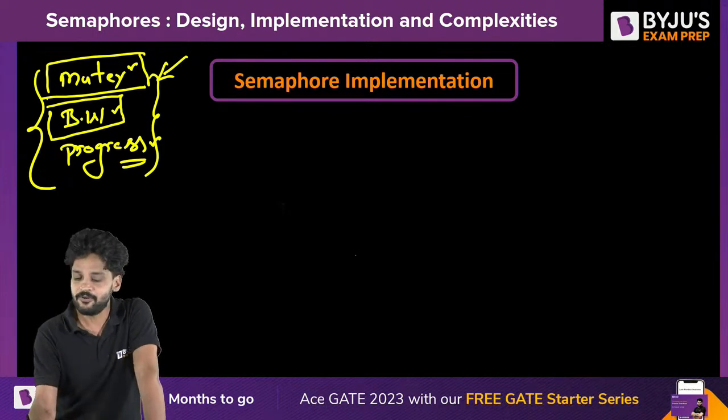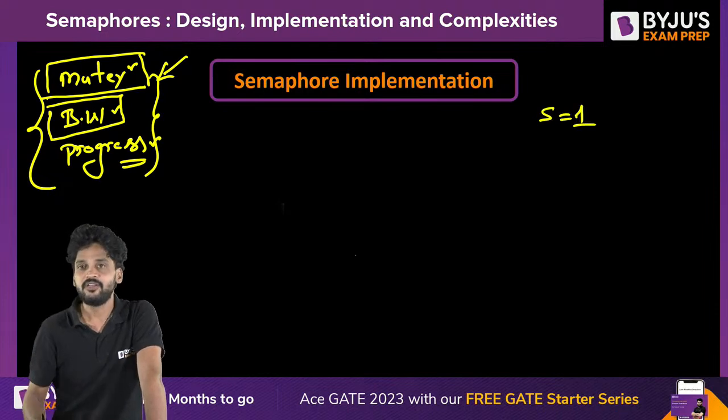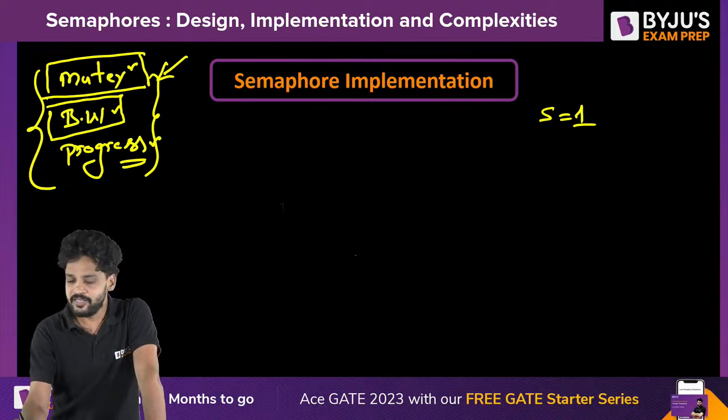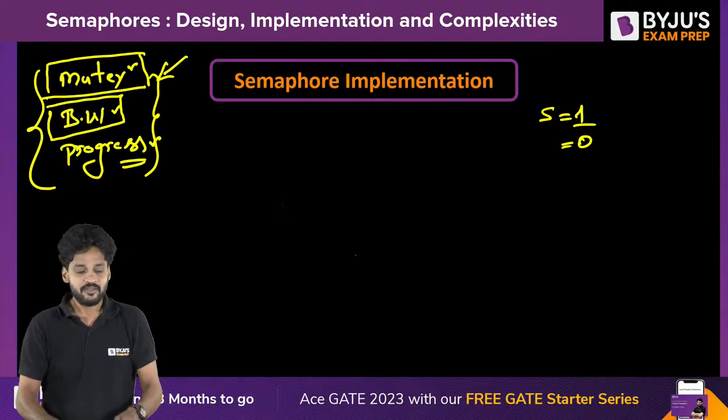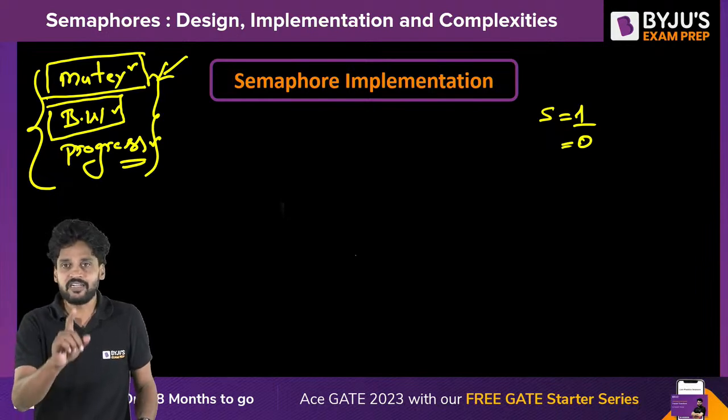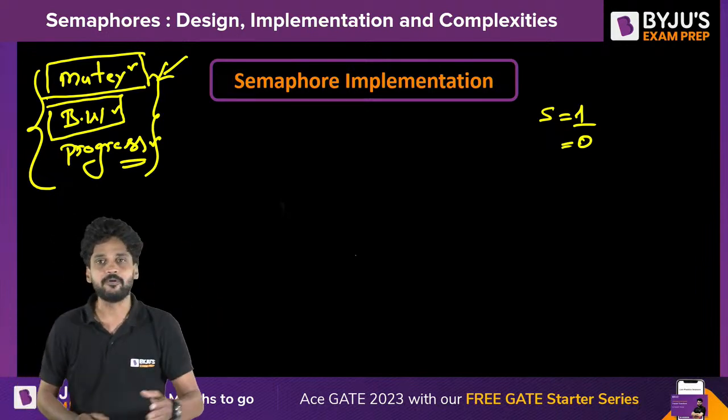Simple. If the semaphore value S is equal to 1, obviously any process can make this semaphore S value equal to 0 and enter into the critical section. Here, how to satisfy the bounded waiting? In order to satisfy the bounded waiting, I will tell you one simple rule. Write it down on a paper.